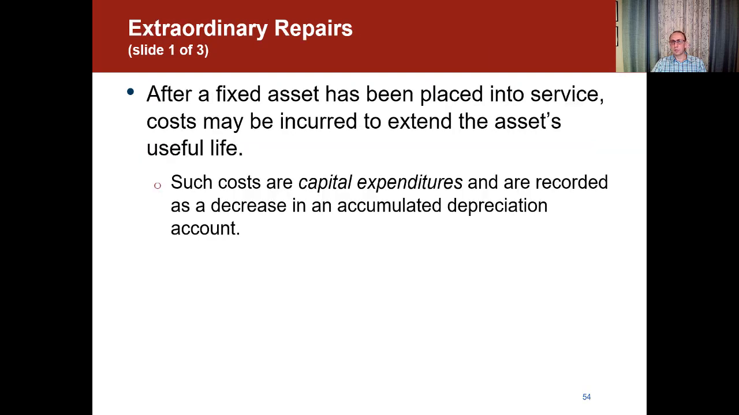Now let's see the extraordinary repairs, something that we don't normally do. After a fixed asset has been placed into service, costs may be incurred to extend the asset's useful life. Such costs are capital expenditures and are recorded as a decrease in an accumulated depreciation account. So that's a little bit different scenario here. It's unique because it's something that's going to extend the asset's useful life. Instead of adding this expenditure to the cost of the asset, we just reduce the amount of accumulated depreciation. So we decrease the accumulated depreciation, yet it's still considered to be a capital expenditure.